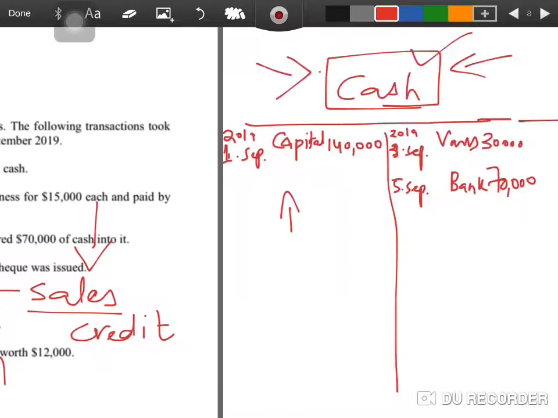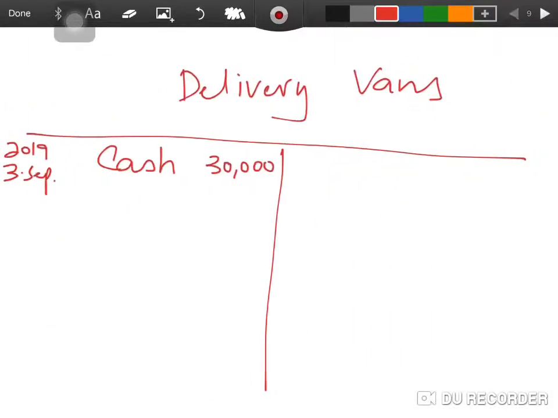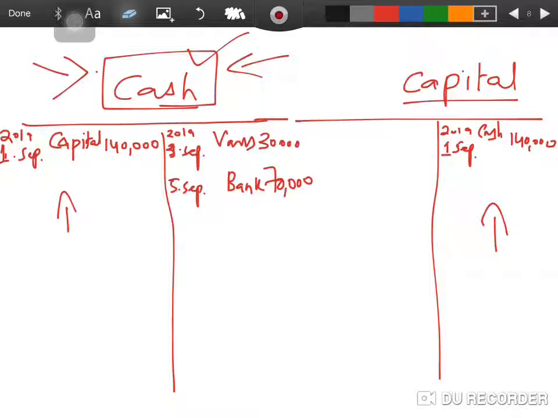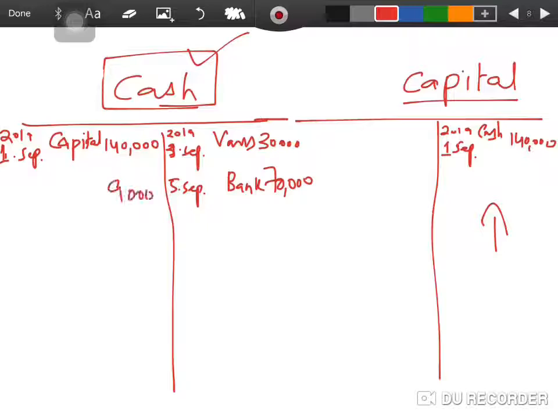So in the sales account we are going to write 9,000 on the credit side. The date is going to be 11 September and here we are going to write cash, and in the cash account the debit entry for this transaction is going to be recorded: 9,000, 11 September, and you write sales.